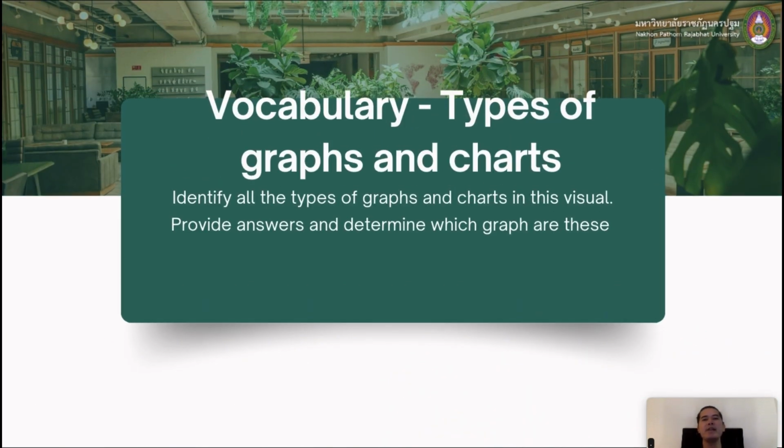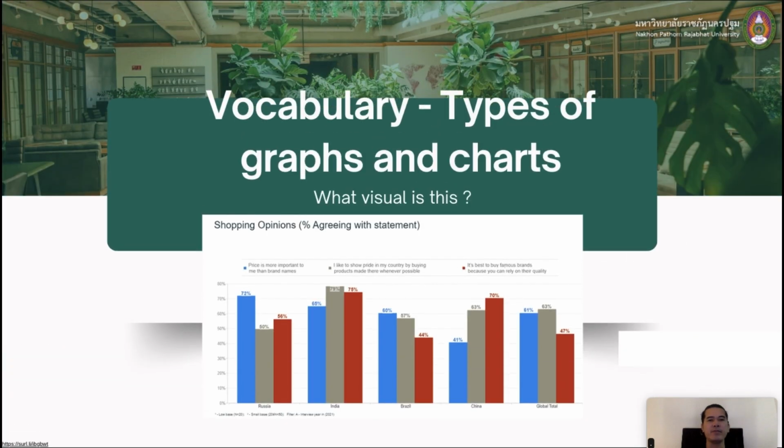Good. Now let's proceed to the types of graphs and charts. Identify all the types of graphs and charts in the visual. Tell me what kind of graphs and charts these are. Let's go. What do you think this is? What visual is this?